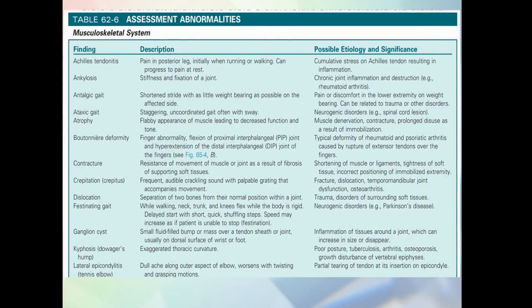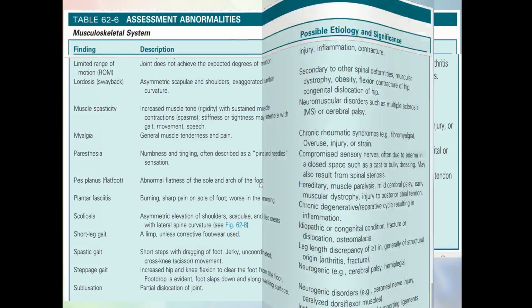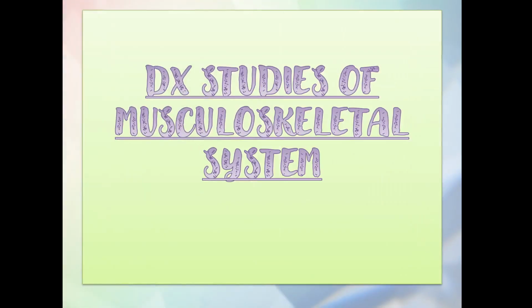And then I included here the different assessment abnormalities. Ito yung mga findings, ito yung description, ito yung mga possible causes. So please read na lang. So for example, ang finding is a contracture. So what is a contracture? Resistance of movement of muscle or joint as a result of fibrosis of supporting soft tissues. So I will leave this up to you. So can you read na lang these assessment abnormalities. So this is in line with the musculoskeletal system. So that is the first major topic of this discussion.